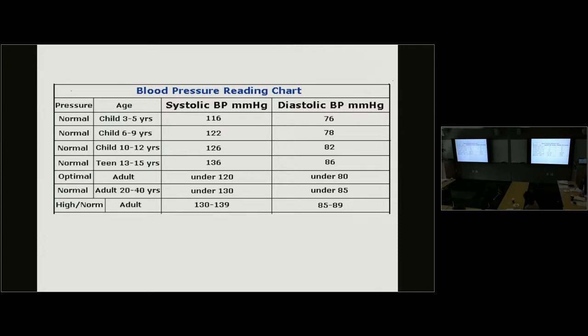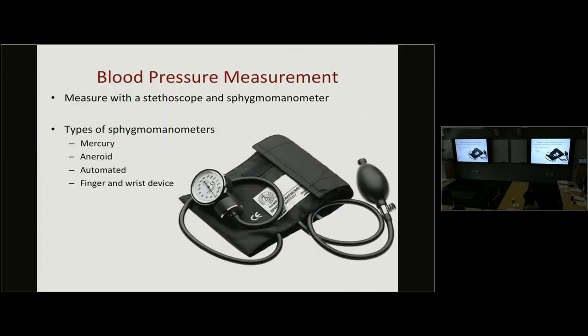So even if you had one and you waited 10 minutes and it's still high, you'd have to wait for another visit to be diagnosed with hypertension. There are many ways to take blood pressure, just so you're familiar with these. If you can say this word, you win some prize: sphygmomanometers. There are different types, and all of you have seen them in clinics when you've had your blood pressure taken.